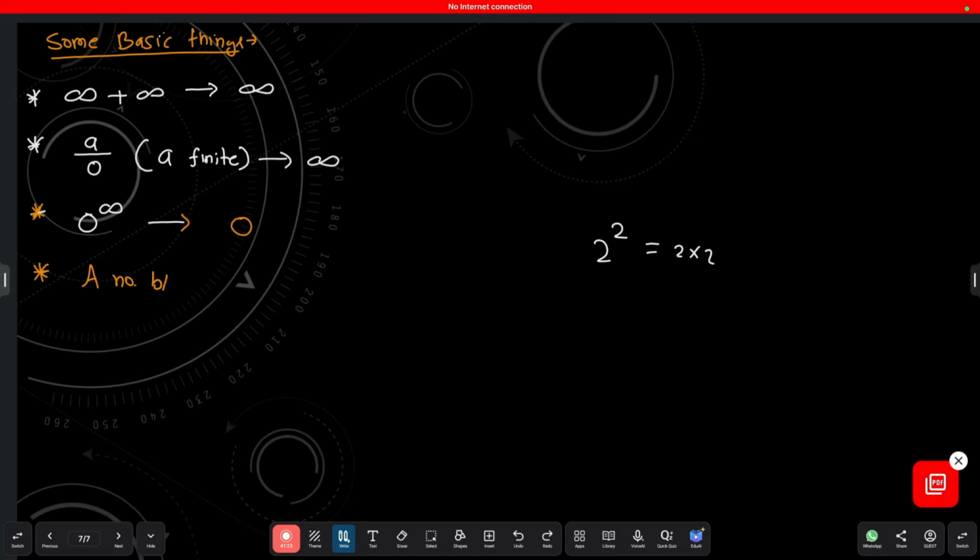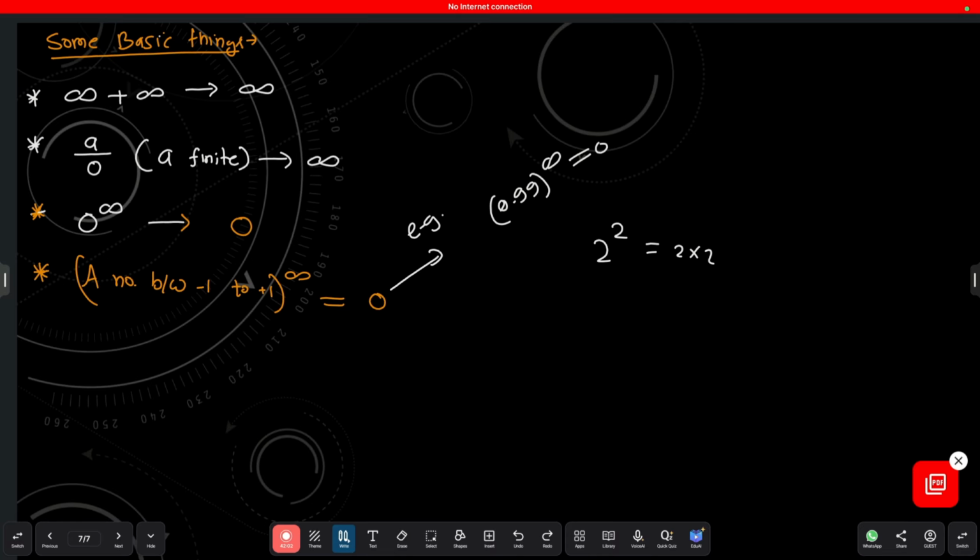A number between -1 to +1 to the power infinity. What is the answer? 0. For example, if I ask you what is the value of 0.992 power infinity, the answer is 0.